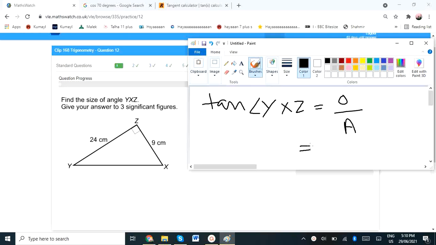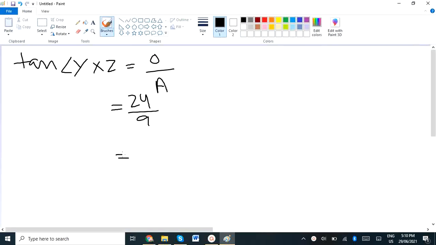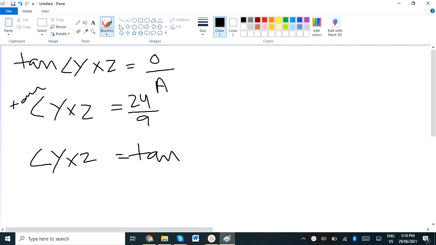My opposite in this question is 24. My adjacent is 9. Now, what is 24 divided by 9? In other words, what I can do is just keep the angle YXZ over here and move tan to the other side. That is going to be tan inverse of 24 by 9. When you write tan and a minus 1 on top of it as an index, that's called tan inverse.